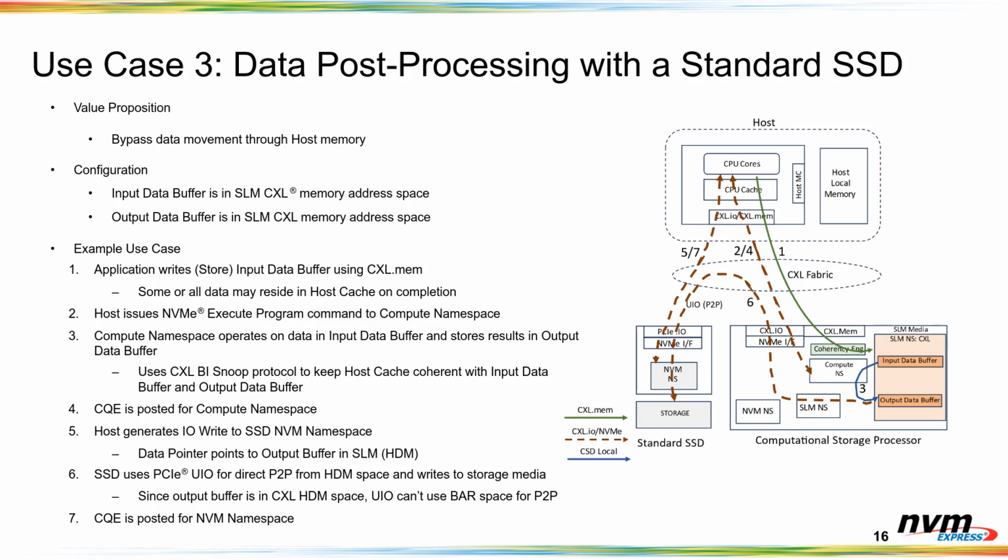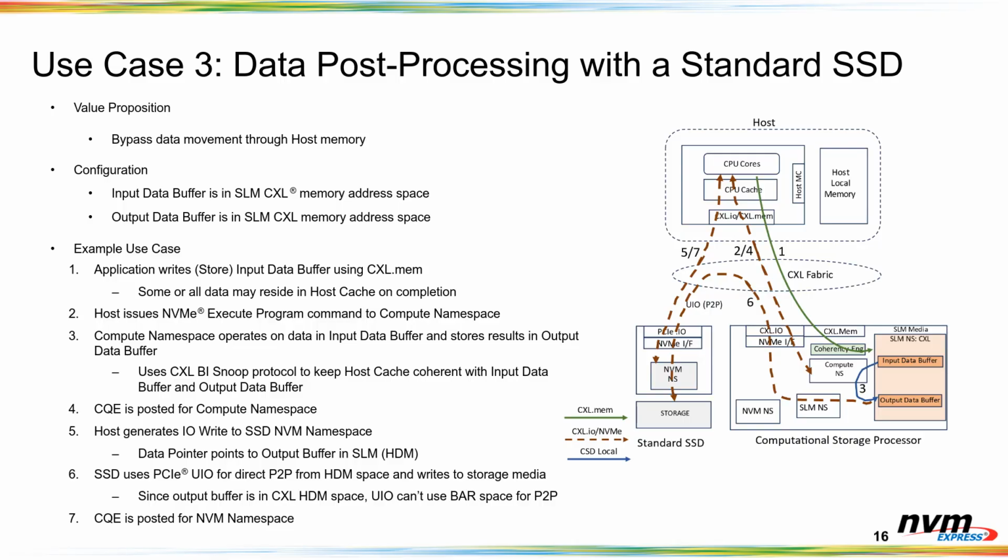For this example, both the input data buffer and the output data buffer are in host addressable SLM that has been configured for CXL access. It could potentially have had the output data buffer in CMB, but that's a different example. So in this example, both of them are in CXL addressable SLM.